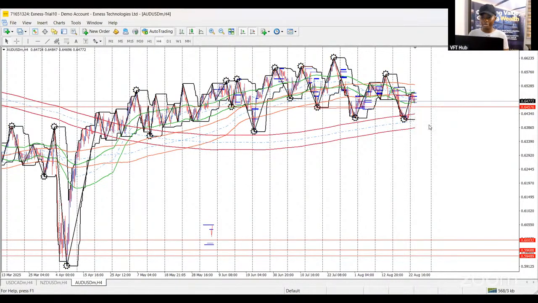So the summary is I am more tilted towards the downside for AU and NU and towards the upside for USD CAD. USD CAD will see a temporary buy. And when I see more confirmations, I will be taking advantage of this quick analysis session. And that's pretty much it.